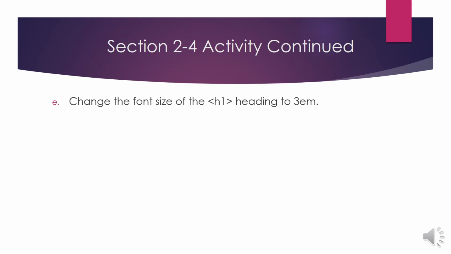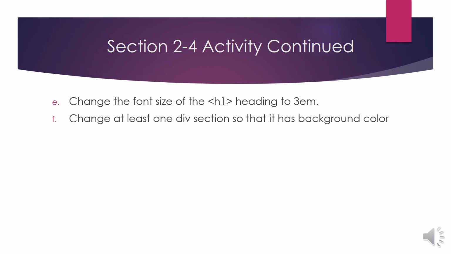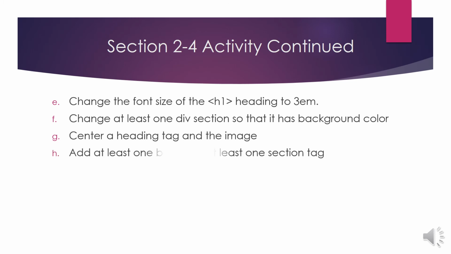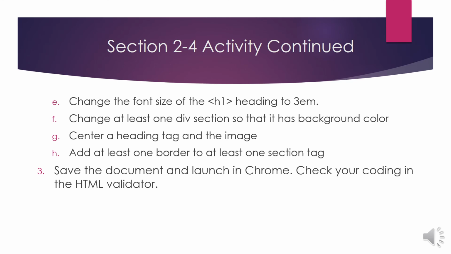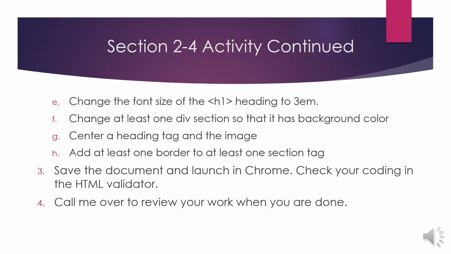E, change the font size of the heading 1 to 3 EM. F, change at least one div section so that it has background color. G, center a heading tag and the image. Add at least one border to at least one section tag. 3, save the document and launch it in Chrome. Check it out in 2 other browsers, and then check your coding in the HTML validator. Call me over to review your work when you are done.